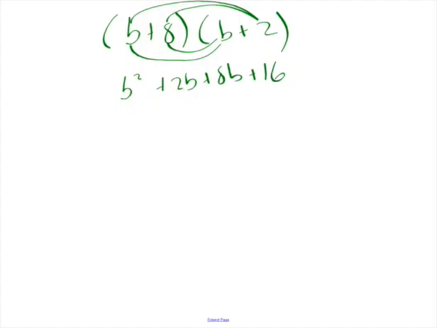One mistake that sometimes you guys make when you distribute is that you seem to like to add these numbers together. When you're distributing, guys, you are multiplying. Make sure you do not make that mistake. And so we end up with b squared plus 2b plus 8b plus 16. We can combine the two terms in the middle. And so it gives us b squared plus 10b plus 16.